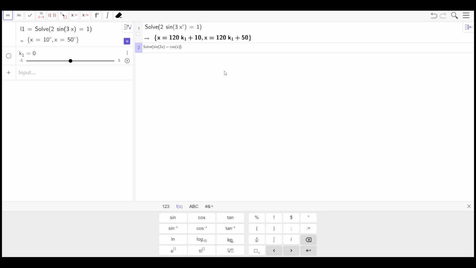Okay, but of course, if you want to solve it in degree mode, you have to type it like this, and the same thing here. And then you press enter. So you see that the numbers are a little bit different, very strange. Did I do it correctly?